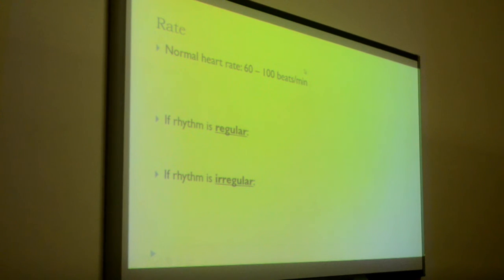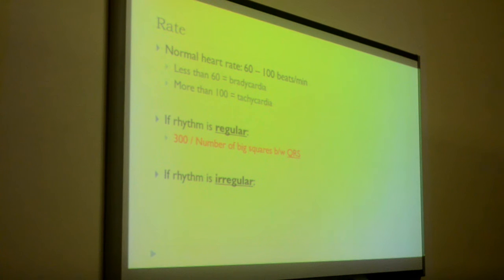We know that the normal heart rate is 60 to 100. Less than 60, we call it bradycardia. More than 100, tachycardia. This is why you check the rhythm before you check the rate, because you calculate it differently depending on the rhythm. If the rhythm is regular, you take the number of big squares between the QRS complexes and do 300 divided by the number of big squares.